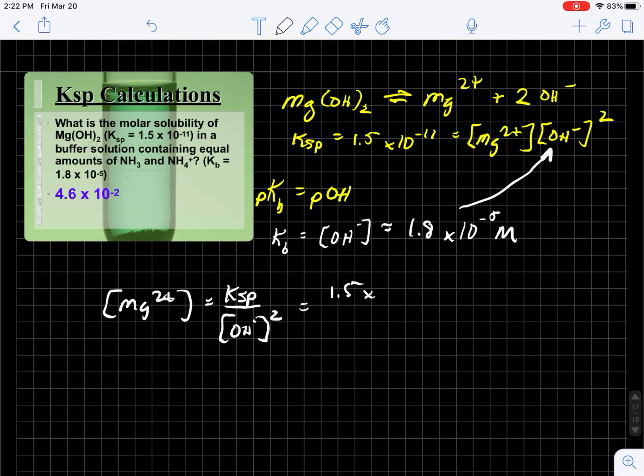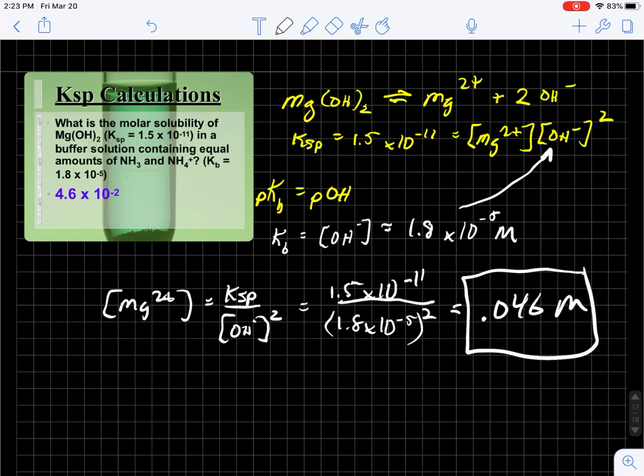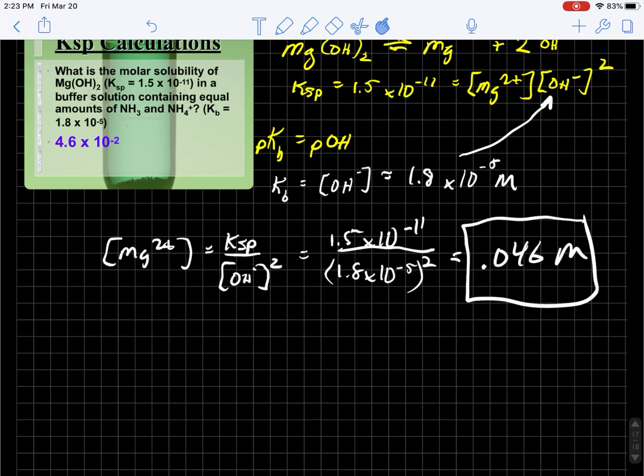And that's going to be 1.5 times 10 to the minus 11 over 1.8 times 10 to the minus 5 squared. And this comes out to be some ungodly number, which I hope is 4.6 times 10 to the minus 2. 1.5 exponential negative 11 divided by 1.8 exponential negative 5. Let's square that. And we get 0.046, which is 4.6 times 10 to the minus 2. All right, good for us.